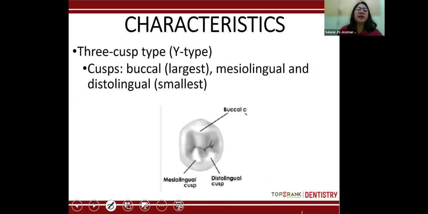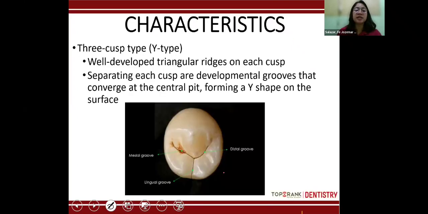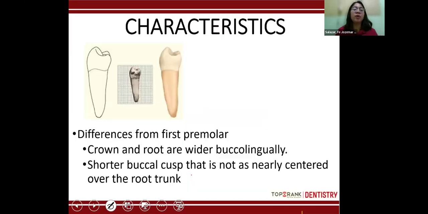So for the 3-cusp type, you have the largest buccal cusp, the second largest mesiolingual cusp, and the smallest is the distolingual cusp. You have well-developed triangular ridges on each cusp, separating each cusp are developmental grooves that converge at the central pit, forming a Y shape. Kaya Y-type premolar.